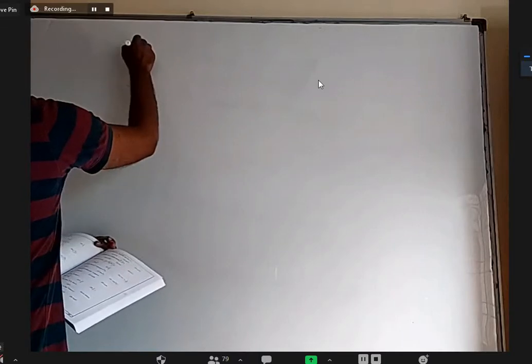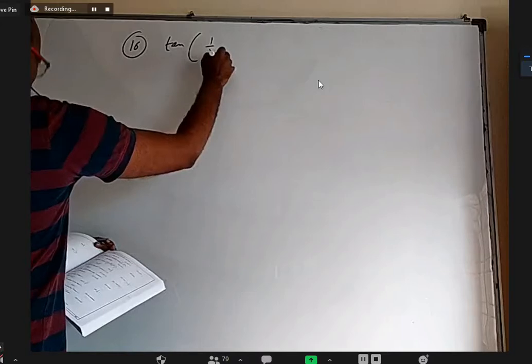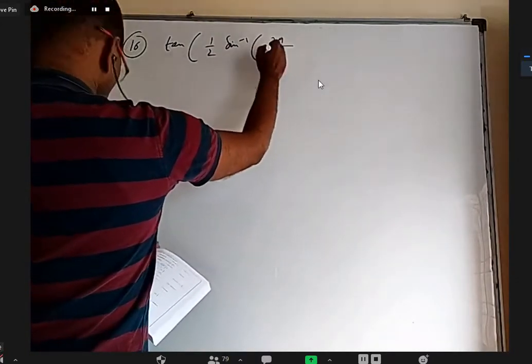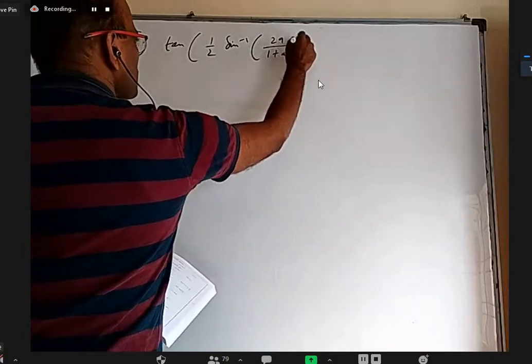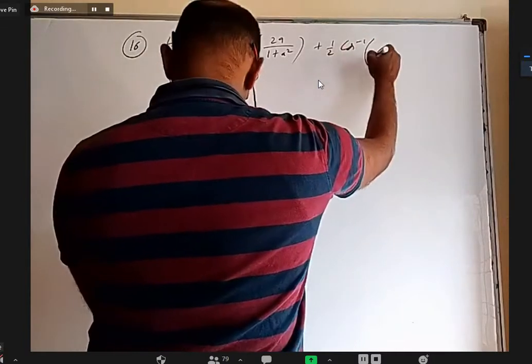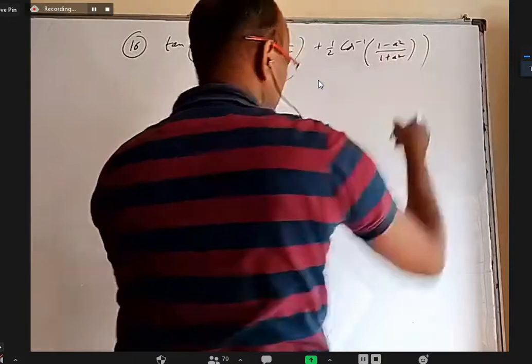16. Tan of sine inverse 2a by 1 plus a square plus half of cos inverse 1 minus a square by 1 plus a square.